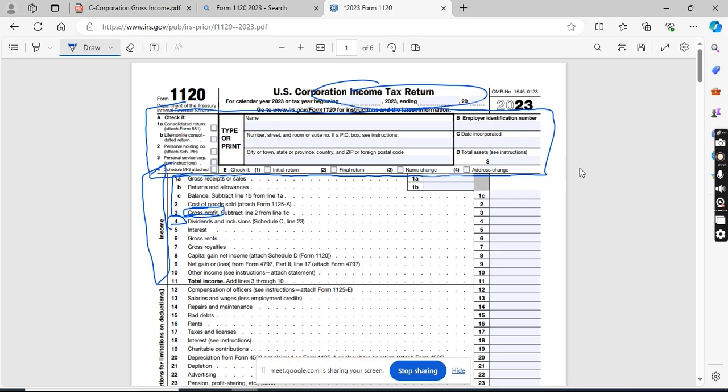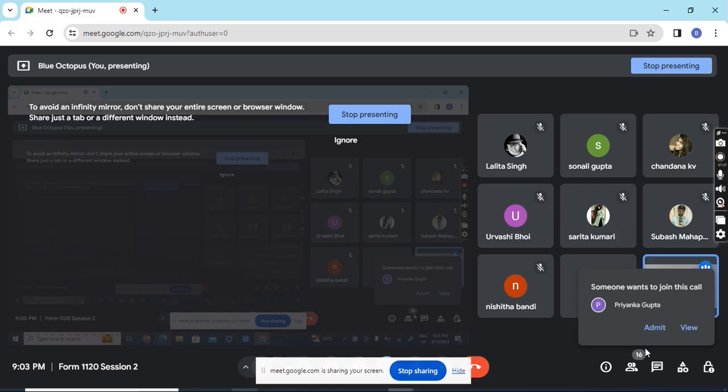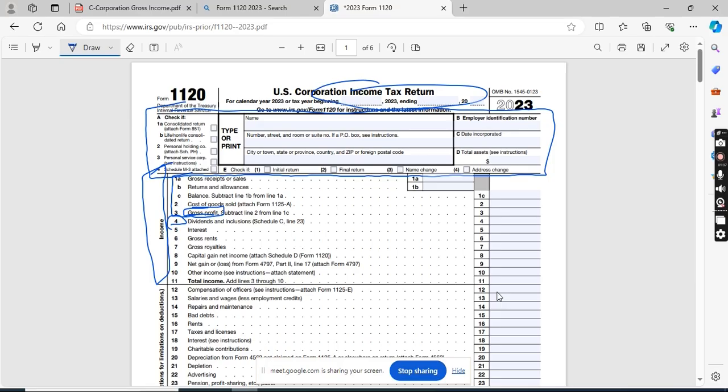Inclusions are mainly related to, we say, foreign transactions. So if there is any company in foreign, for the US the foreign will be other than US, right? So inclusions will be there. So this is what we will be discussing today. Apart from that, we have interest. So interest income, rental income, royalty income, capital gain. So basically the capital gain will be from buying or selling the assets.